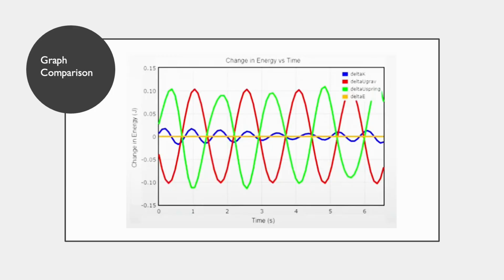We can also see how the potential energies change greatly compared with the kinetic energy, but at any given point they add to the total energy represented by the orange line that stays consistent the whole time because energy is conserved and the total energy is equal to 0.